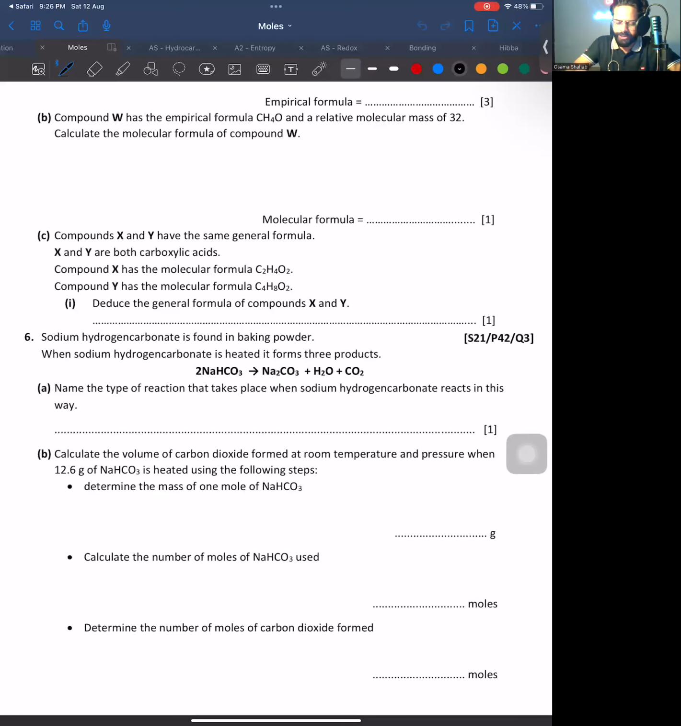Okay. So this is the first question that we are going to solve about what we have done in the previous classes, बच्चों. So you can see this sodium hydrogen carbonate is found in the baking soda. जो घर में baking soda हम लोग use करते हैं, उसके अंदर actually sodium hydrogen carbonate होता है. When sodium hydrogen carbonate is heated, it forms three products.